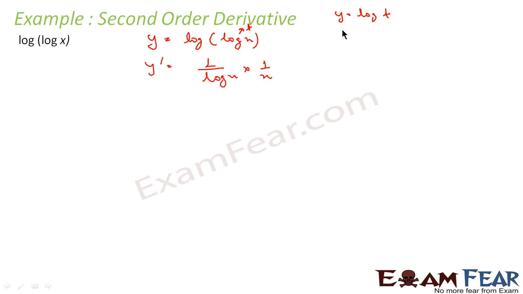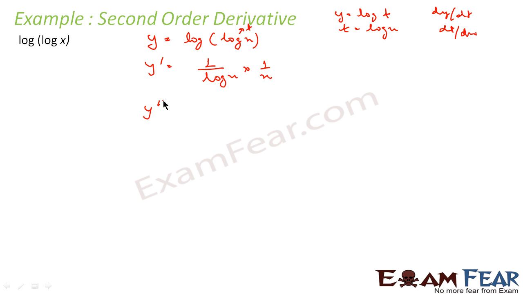You put this as t, and then t is equal to log x. Two equations. From this you get dy by dt, from this you get dt by dx. You multiply these two, you get dy by dx, that is this into this. So I got y dash.